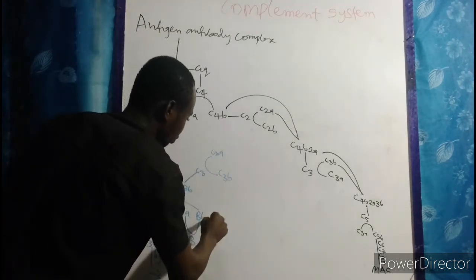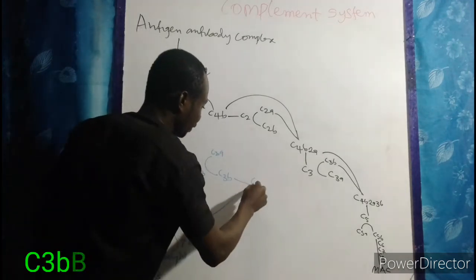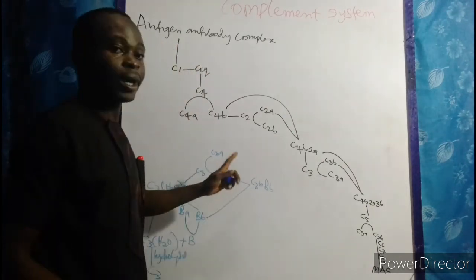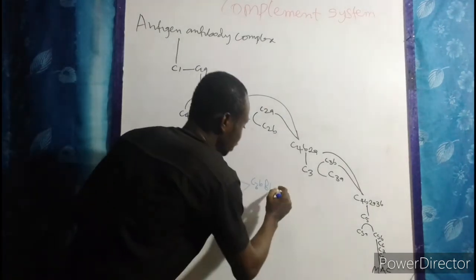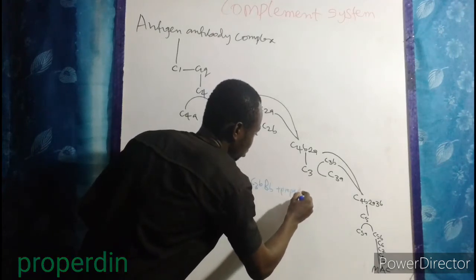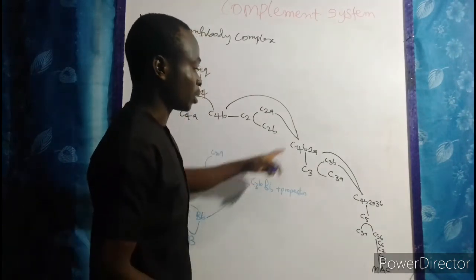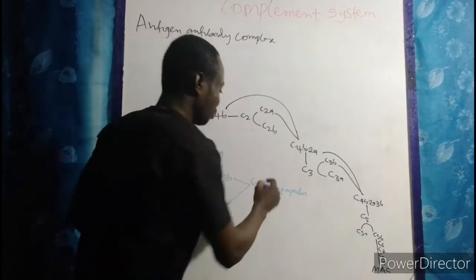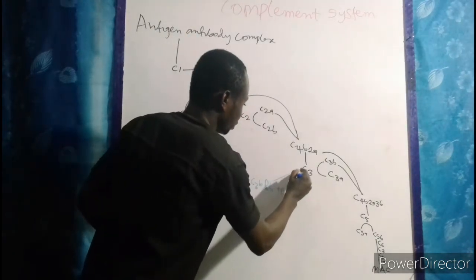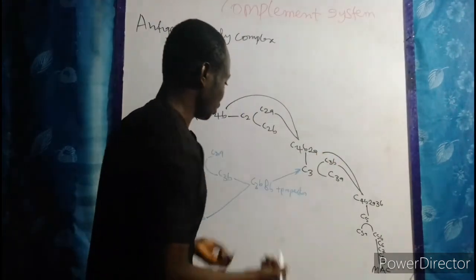The C3b joins with Bb to form C3bBb. This is a stable C3 convertase and is stabilized by properdin. This is C3 convertase and this is C3 convertase. Though they don't have the same structural formula, they have the same potential. This C3 convertase is capable of cleaving C3.